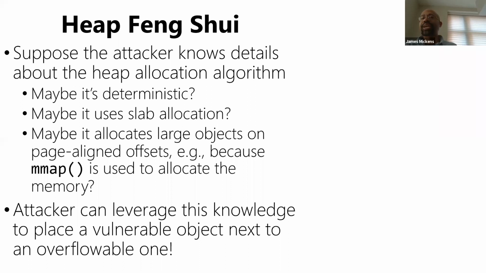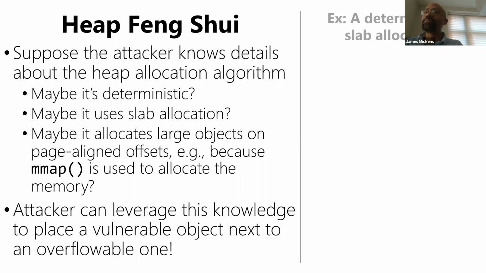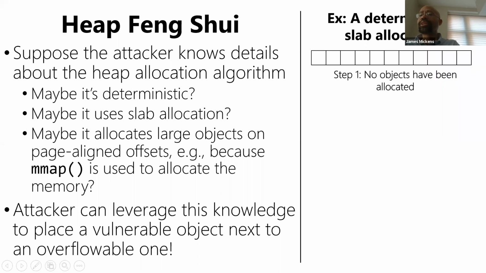Anyways, assume that the attacker knows some of these details. Then what the attacker can do is leverage this knowledge of the allocator to place a vulnerable object next to an overflowable one. Let me give you a simple example. Let's imagine that we had a deterministic slab allocator in a program. The first thing that an attacker can do is find the program to exploit. And so at the beginning of time, let's assume that no objects have been allocated.